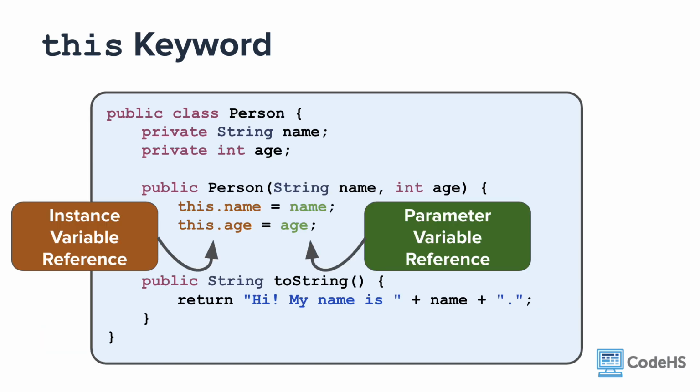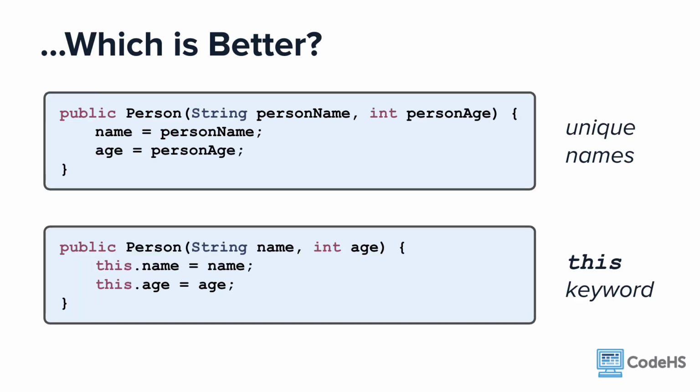As a result, now you can use the same variable name for both the instance variables and the parameter variables within the constructor. Okay, so which option is better? Unique parameter names or using the this keyword? In the top constructor option, the parameter names are unique, personName and personAge, which avoids any naming conflicts with the instance variables. This approach keeps the code simple, but it can result in longer or less intuitive parameter names, especially in larger projects.